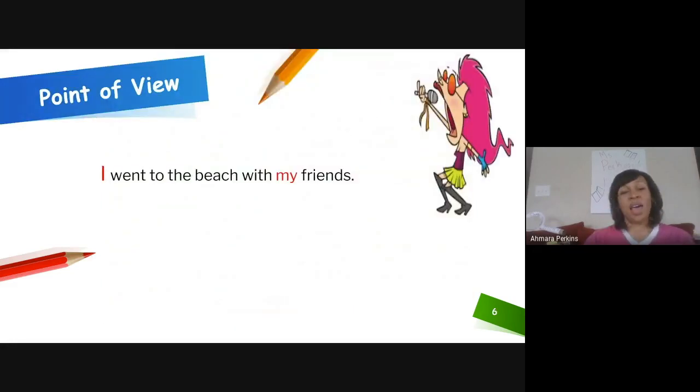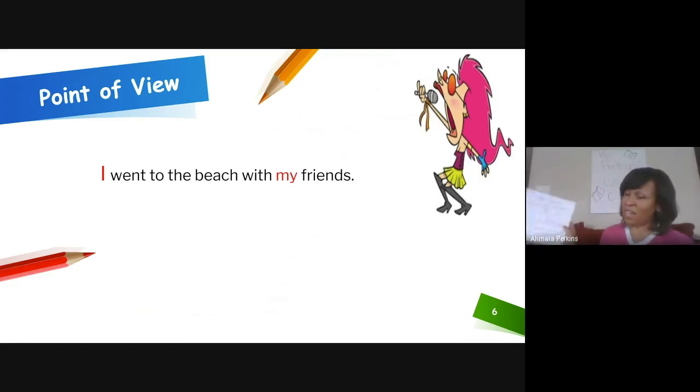So, I went to the beach with my friends. I'm looking for pronoun clues. I see I and I see my. So I'm thinking that this is first person point of view.